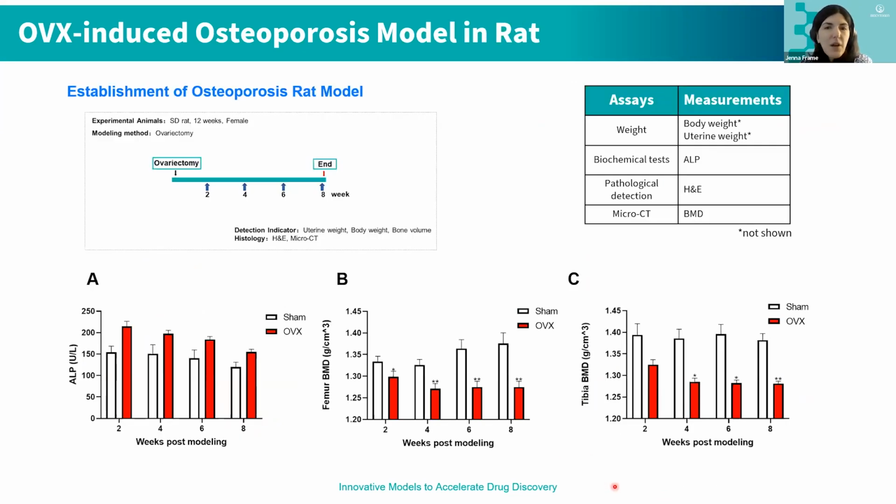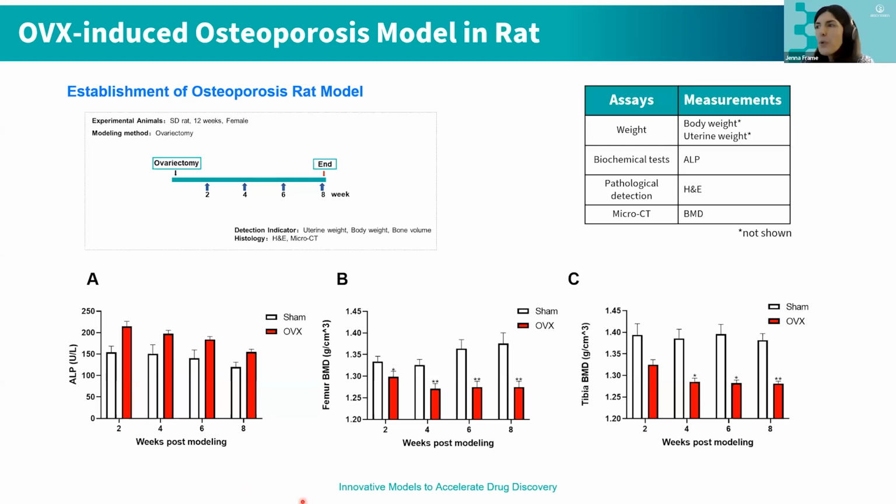Similarly, this study can also be performed in rats. So in this example, Sprague-Dawley rats were examined 8 weeks post-ovariectomy. And serum levels of alkaline phosphatase were elevated from 2 weeks post-surgery, indicative of increased bone loss.